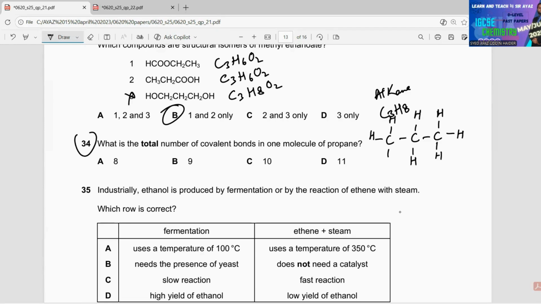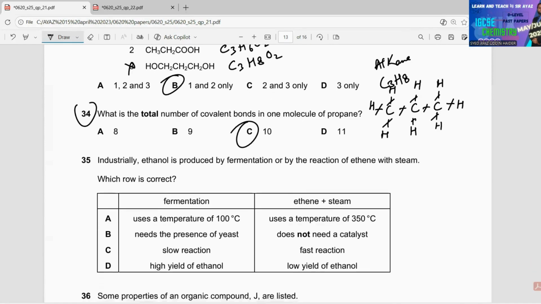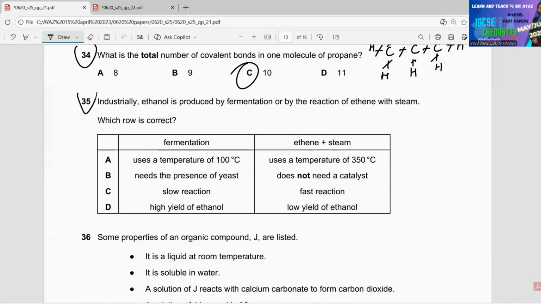Let's see the total number of covalent bonds here. 1, 2, 3, 4, 5, 6, 7, 8, 9, 10. C must be the right answer in this case. 35. Industrially, ethanol is produced by fermentation or by the reaction of ethene with steam.